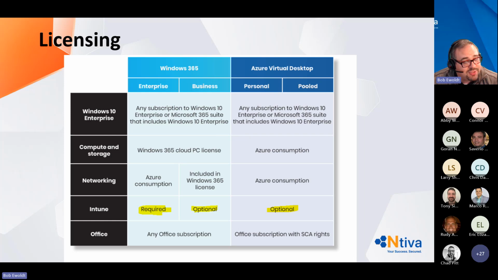For Office subscriptions, you can have any Office license you have. So you can have Business Standard, Business Basic, and use the Windows 365 machine. So you can have any Office subscription. With AVD, because it's a multi-user environment, you have to have the Office subscription with SCA rights. And SCA is the shared computer activation license. So you have to have that license that comes with the multiple user activation. And those, again, are part of your E3, E5, Business Premium licensing suite.